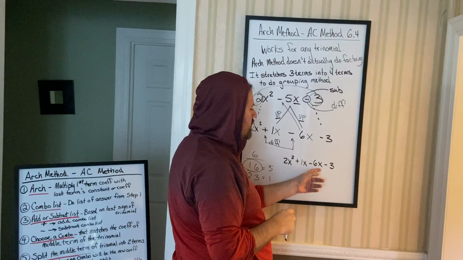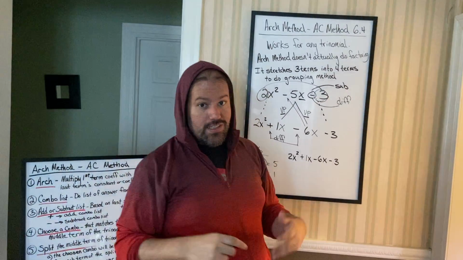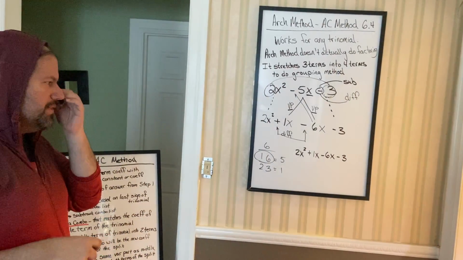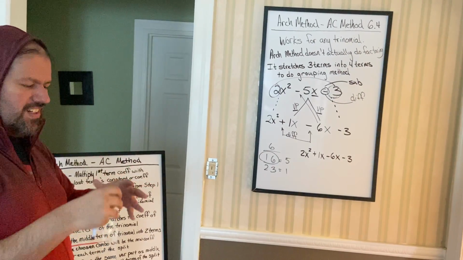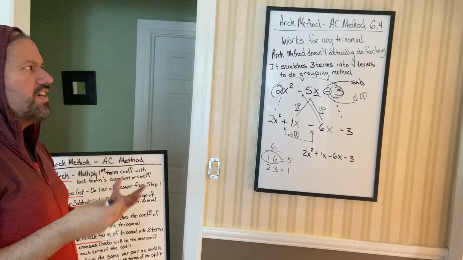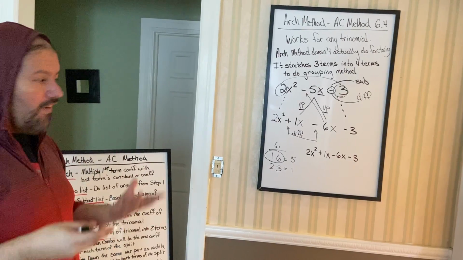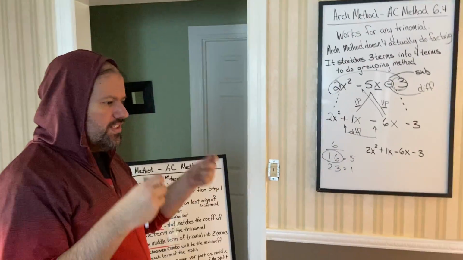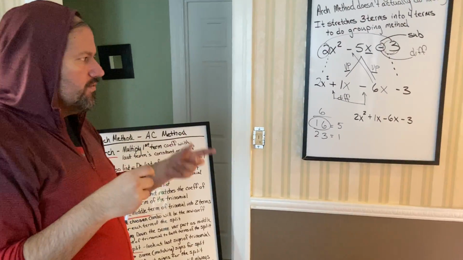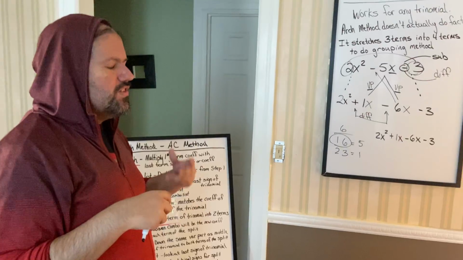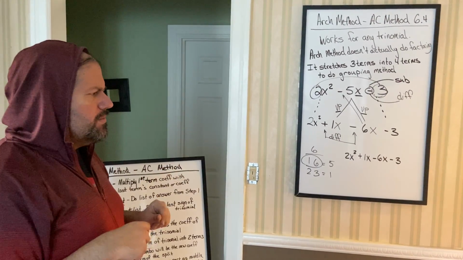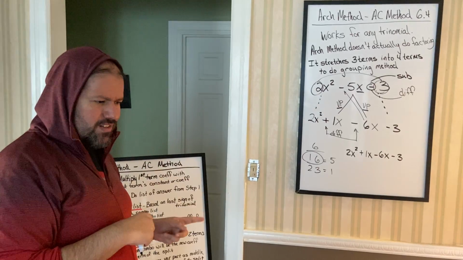1, 2, 3, 4 terms. You actually completed the arch method. And you might be saying, wait, I don't have any factors. I don't have any parentheses. The arch method doesn't do any factoring. All it does is just change it from 3 terms into 4 terms. When it's 4 terms, you can do what we call the grouping method. Remember the grouping method? You should be pros because we had a quiz on it.